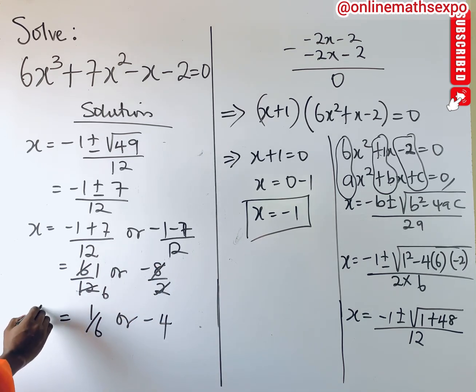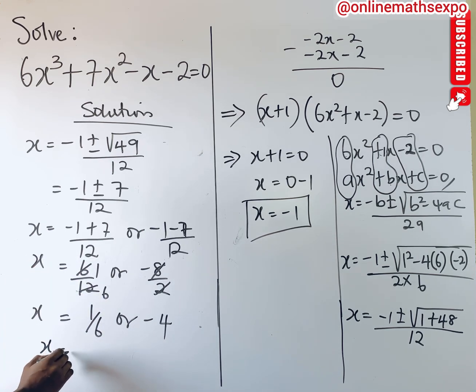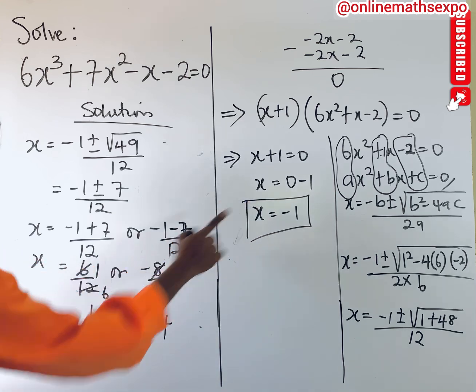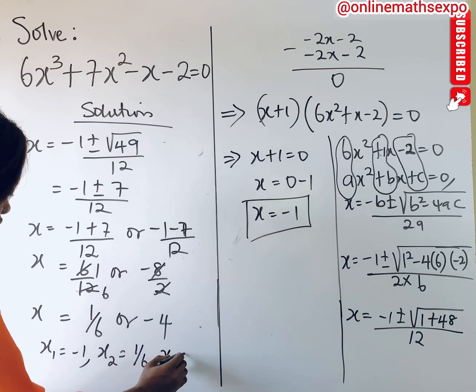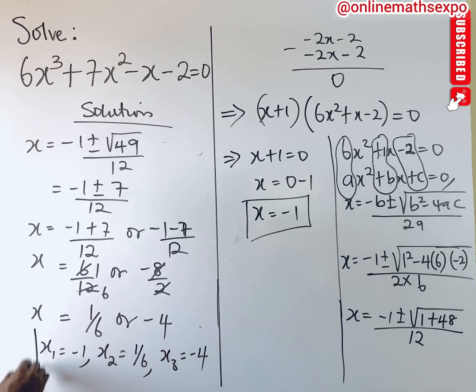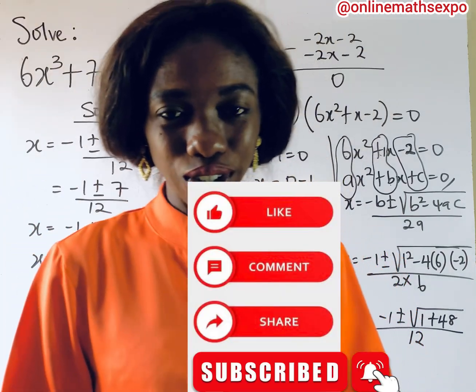So you now see that we have gotten the values. So what do you conclude with? You will now conclude that the value of x, the first x value is negative 1. The second x value is 1 over 6. And the third one is negative 4. And what is your conclusion? You see that these three values or solutions are all real numbers.